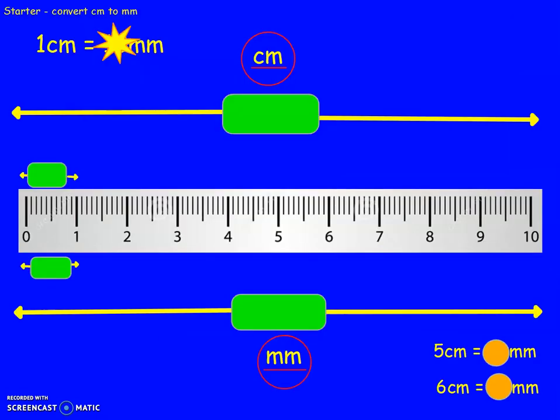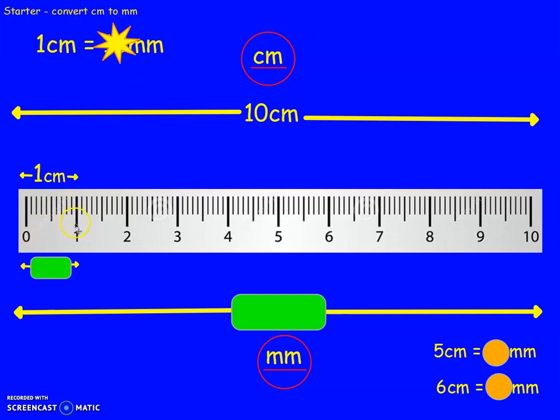To start off this morning, we've got a recap of some work that we did last half term. We're going to be converting centimetres and millimetres. Here we have a 10 centimetre ruler. Each one is 1 centimetre. Can anyone remember how many millimetres there are in each centimetre?